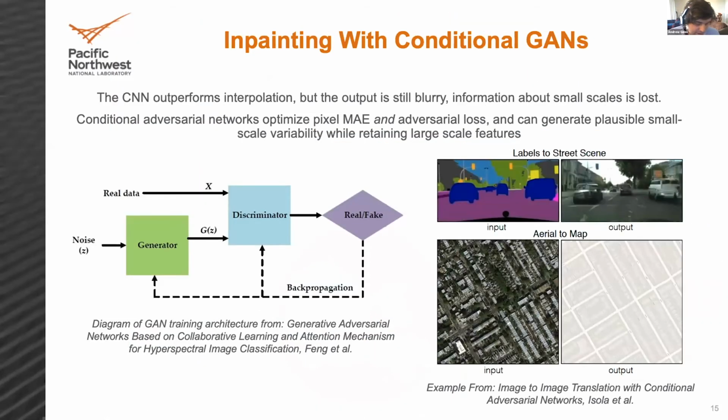And then lastly, I just wanted to show a couple examples. You heard a bit about conditional generative adversarial networks in the last talk. So I wanted to show a couple examples where I'm trying to use those to solve this in-painting problem, where we're basically using a combination of the pixel level mean absolute error and this sort of adversarial loss that is kind of like an estimate of the realism of the output.